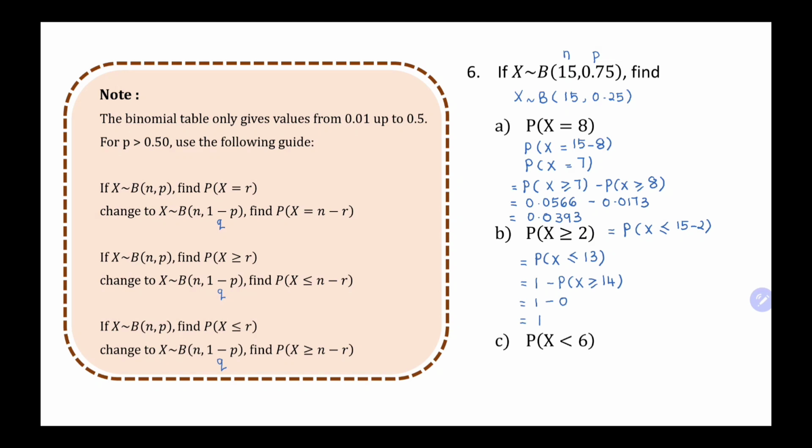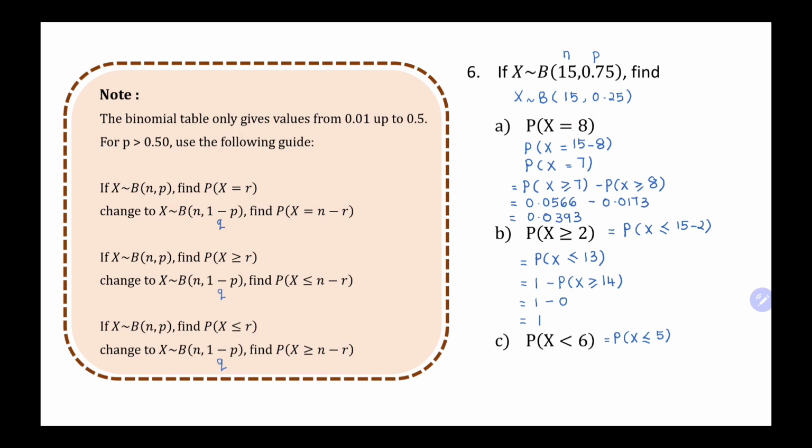And last question, we have P(X less than 6). From the guideline, kita tak ada pun sign less than. Kita hanya ada sign less than equal sahaja. So kita perlu tukar dulu dalam bentuk sign less than equal. P(X less than 6) bermaksud 6 ke bawah, tidak termasuk 6. So maksudnya 5 ke bawah lah. 5 dan ke bawah.